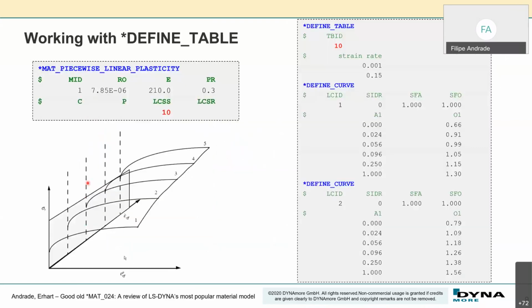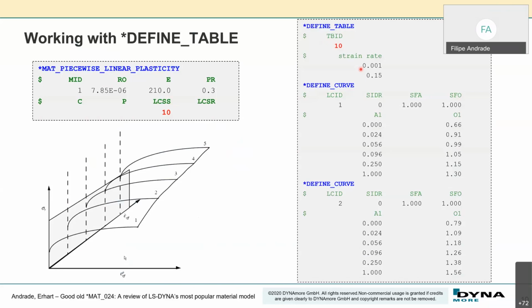Okay, so how can I define a table in Mat24 or in general? It's simple. Your ID now will be a table ID. And in this table ID, you can put here the strain rates, which are the true strain rates. Very important to mention this. Sometimes people just use the nominal strain rate that they got from the experiment. That's not really correct here. LS-DYNA is expecting the true strain rate.